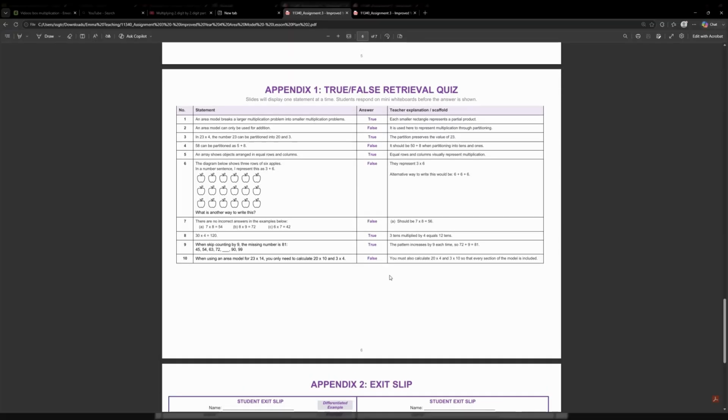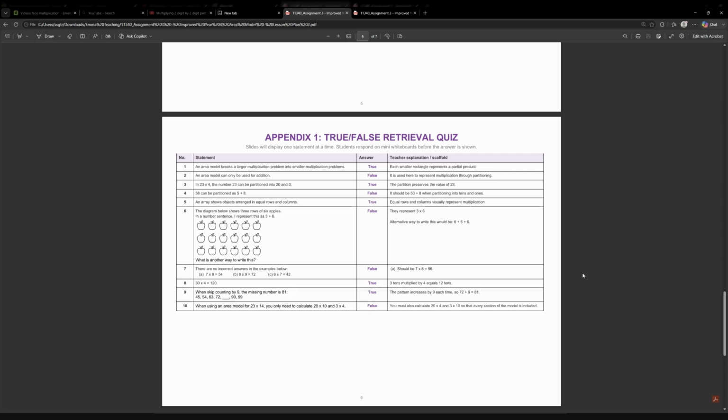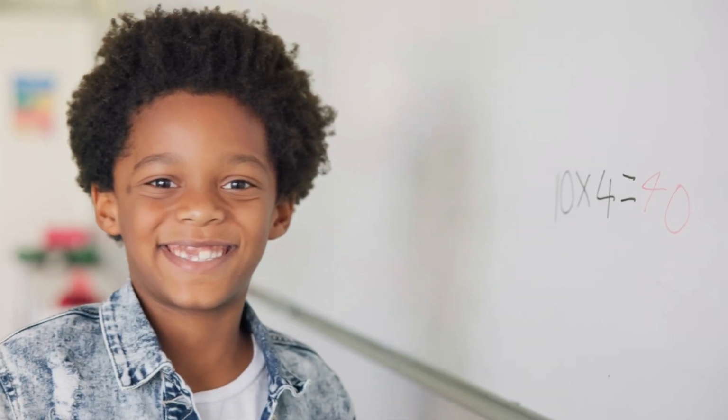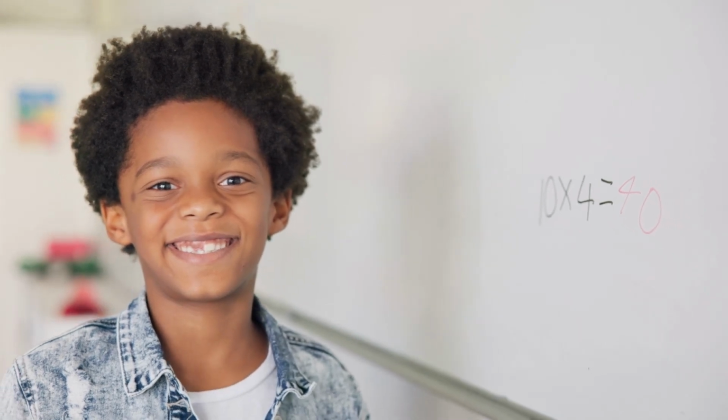Lesson 2 begins by retrieving the 1-digit area model process through 10 true or false questions. Here, every student responds on their mini whiteboard, and we answer the questions one by one. This gives the students immediate feedback, but also gives the teacher formative data and uses error correction to strengthen the students' schemas.